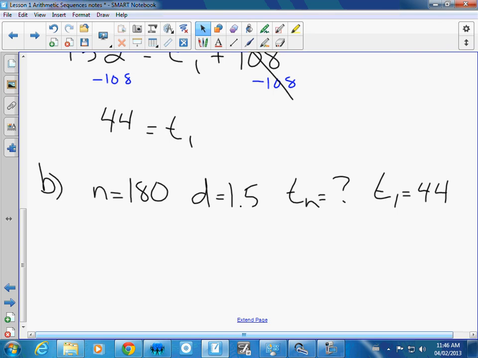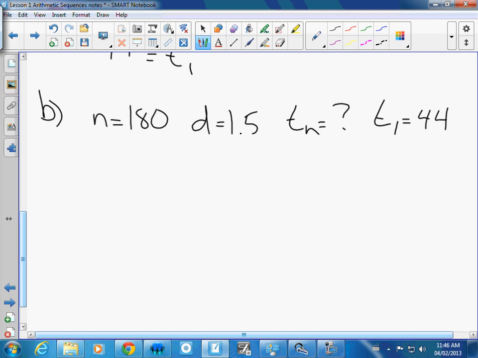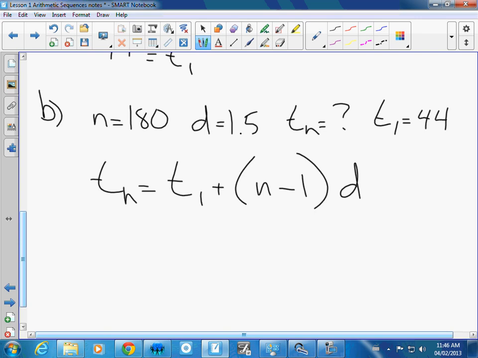So 1, 2, 3, 4. We have 4 things. We need to solve it. So what are we going to write down next? Write down the formula, the equation. Yeah. Get in the habit of doing this. I'm showing you the way I want you to do your work. Tn equals T1 plus n minus 1 d. You don't even have to memorize that formula. Will you memorize it by the end of it? Oh, yeah. You'll be using it so much.